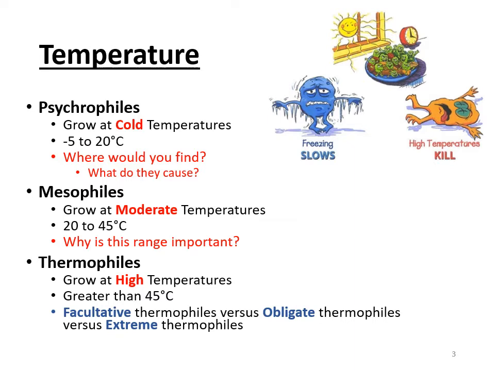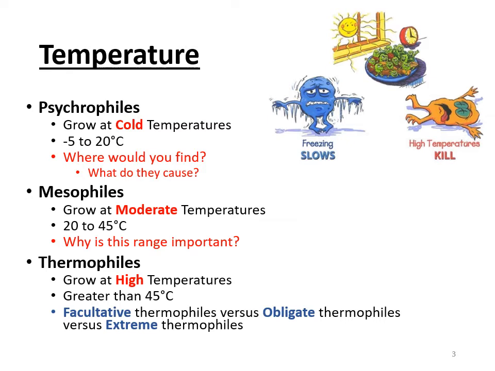Now, the easiest one to define is, think about obligate first. Ask yourself, if you are obligated to do something, what does that mean? You're required to do it, right? So obligate thermophiles require high temperatures. They will only grow above 45 degrees Celsius. Okay? Whereas facultative, they are not obligated. They're not required to. Okay? They just like high temperatures, but they can also grow below that.